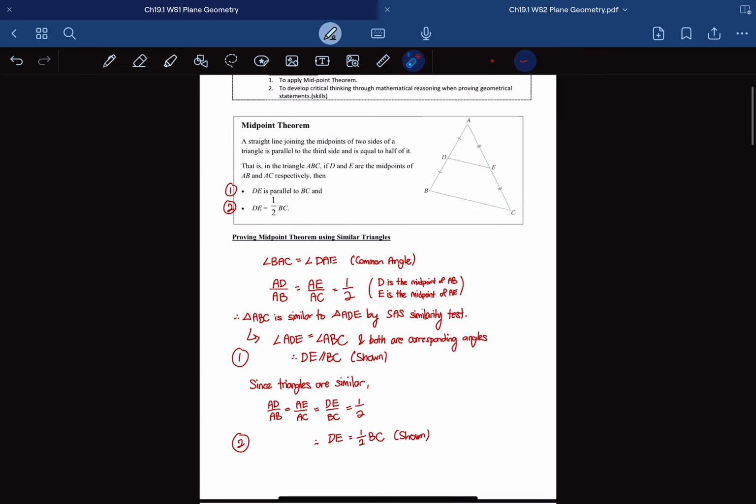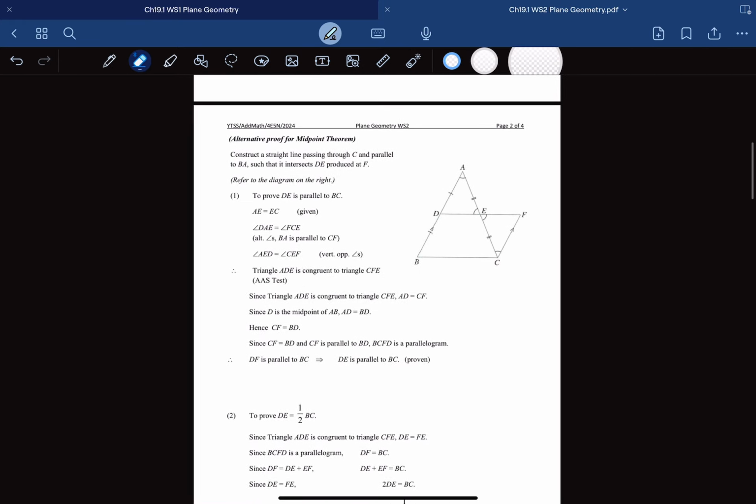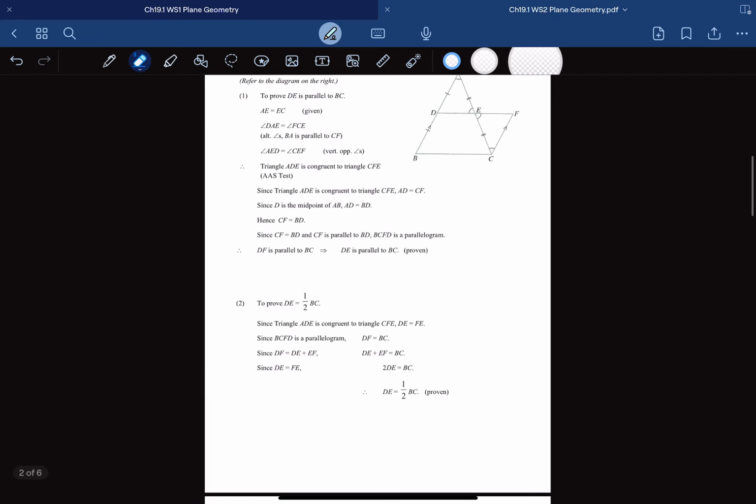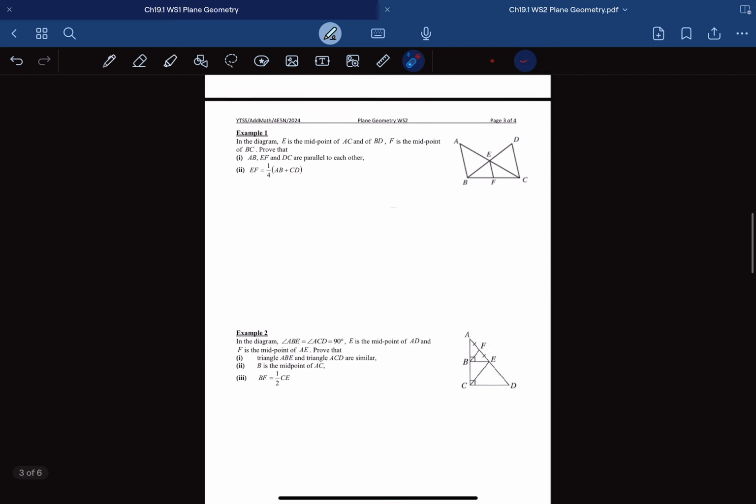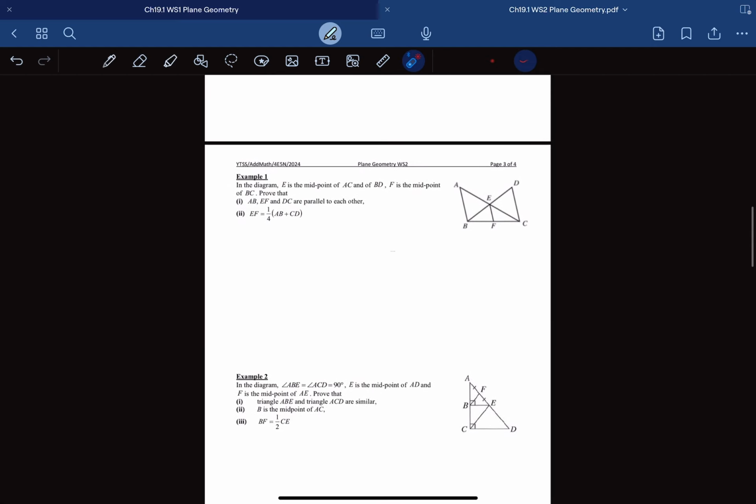Okay, so this is the very simple proof. This alternative proof, you can also read it yourself. I won't be going through them. Let's look at example 1 directly now. How do you apply the midpoint theorem into questions when we see them?